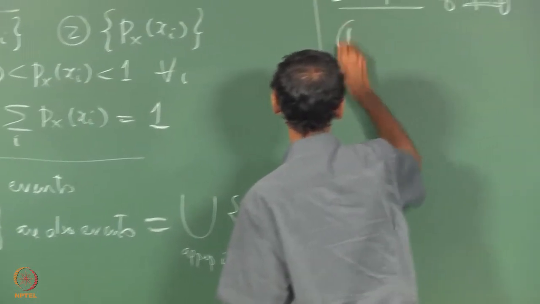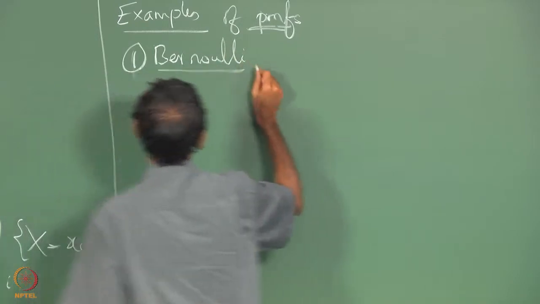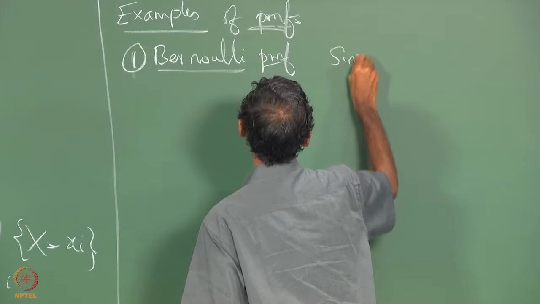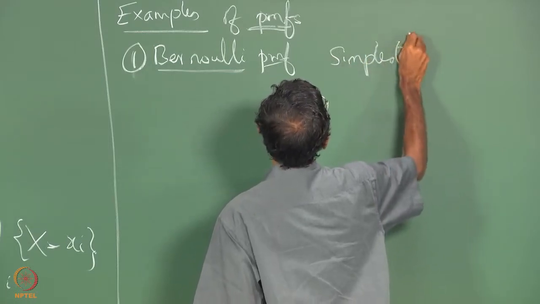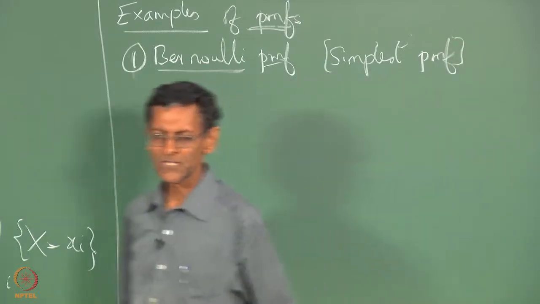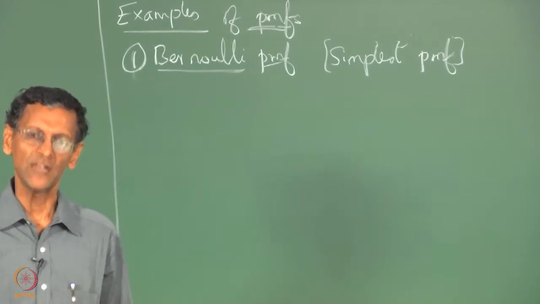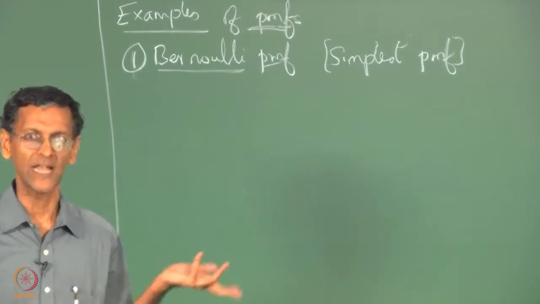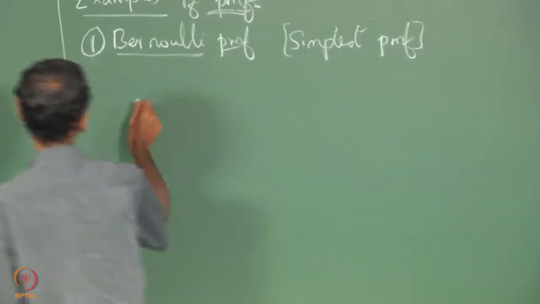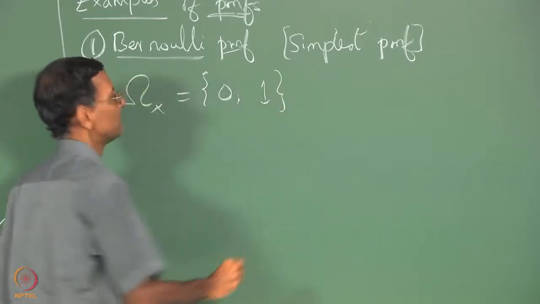We start with, I'm going to number them. The first one is the simplest one, the Bernoulli PMF. It is the simplest non-trivial PMF that we have. So what is it? The simplest PMF needs to have at least two possibilities, just like head and tail. So instead of head tail, we are going to call it 0 1. So here omega x is basically {0, 1}.